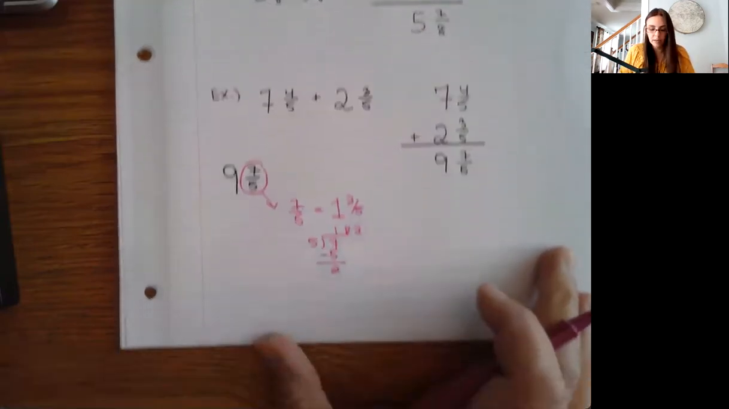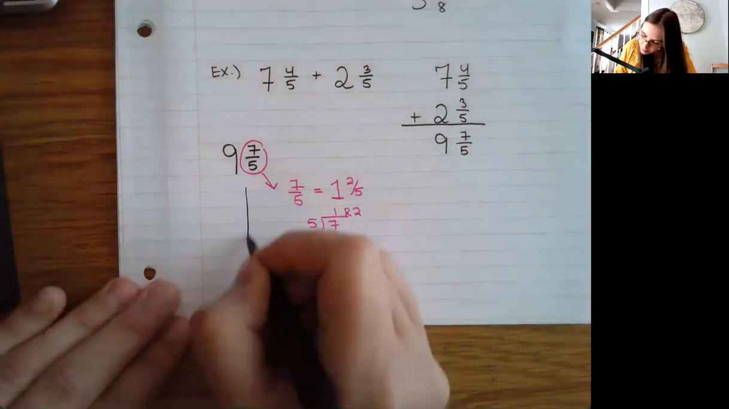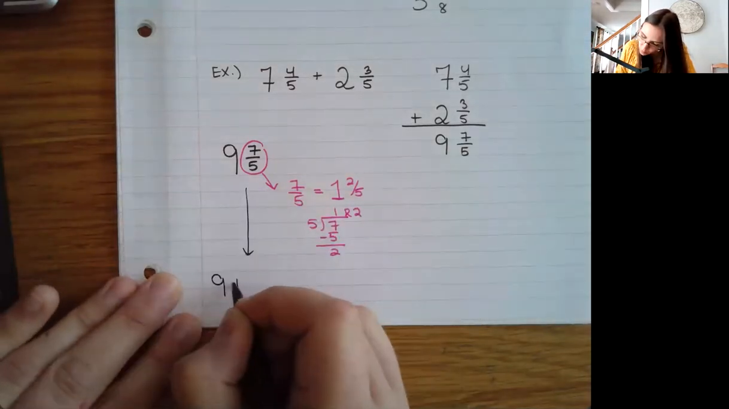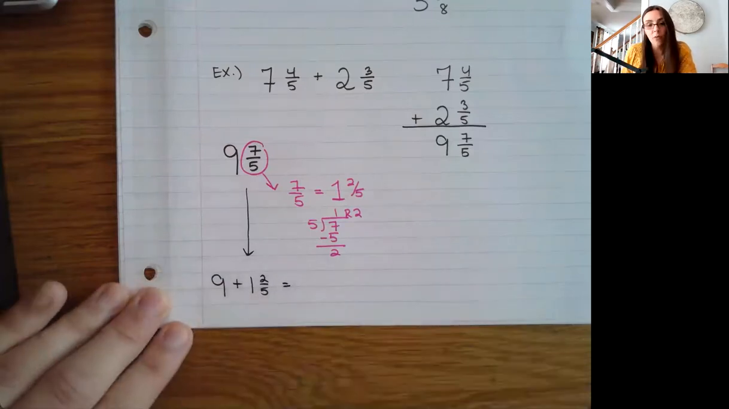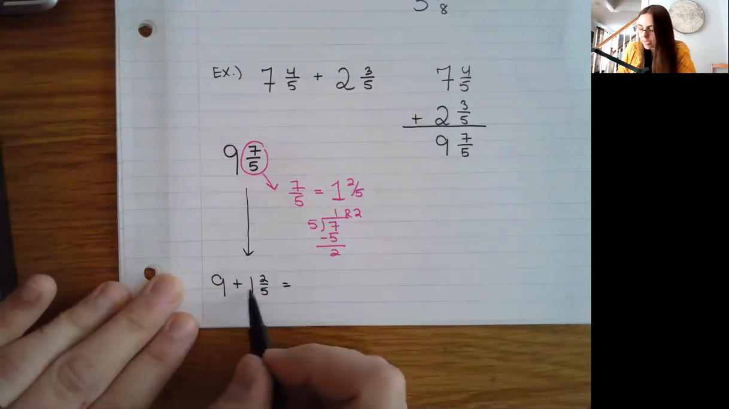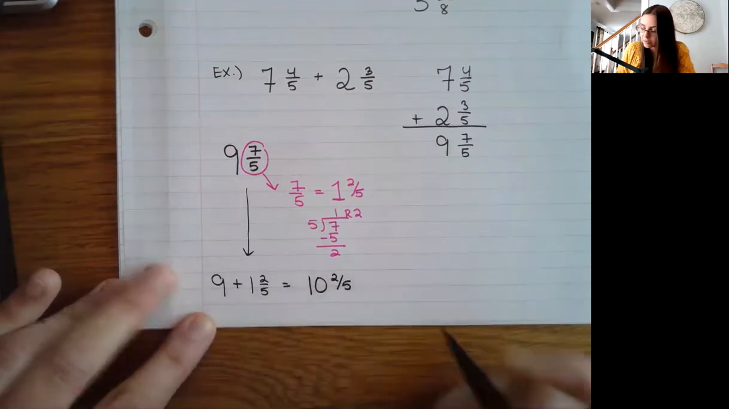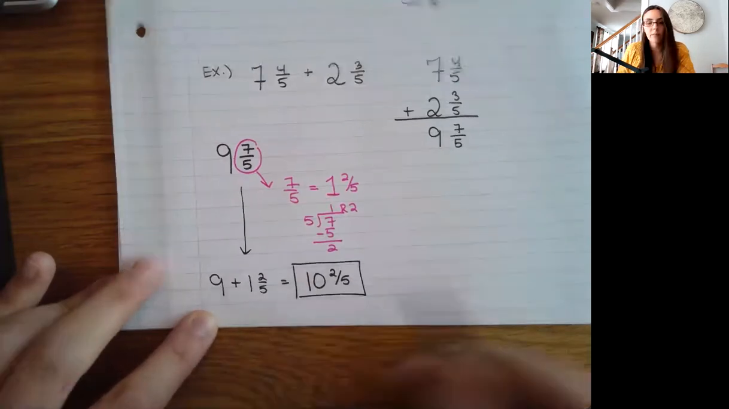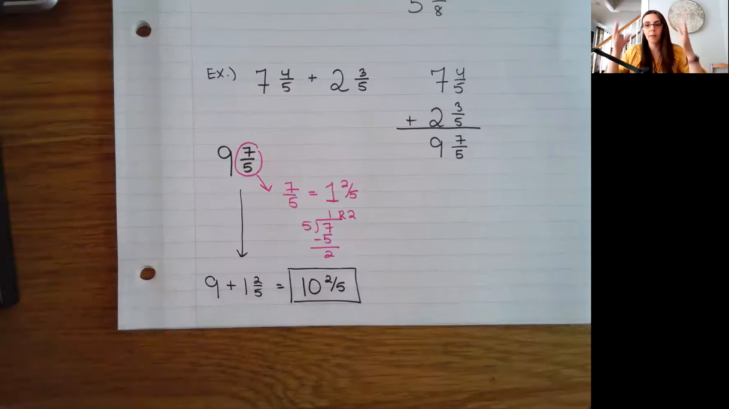So what ends up happening here is my problem now becomes 9 plus 1 2/5. So I take that 7/5 and I convert it over. Now I can add my whole numbers. 9 and 1 is just 10, and then I have 10 2/5 as my final answer. So that's how you can add mixed numbers while they're already in the mixed number format.